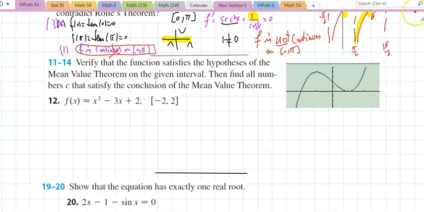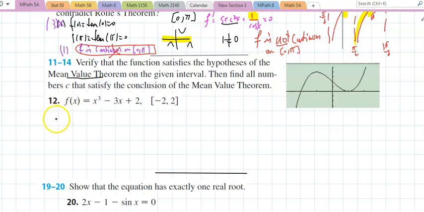Alright, continuing on. Problem number 12. We have f of x equal x cubed minus 3x plus 2. And I already sketched a graph for that. So it says, verify that the function satisfies the hypothesis of the mean value theorem.